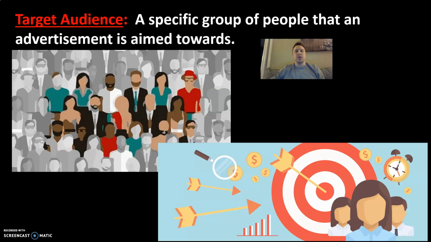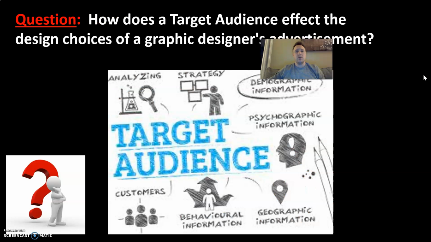So the first question is, what is a target audience? A target audience is a specific group of people that an advertisement is aimed towards. Just like the image down here, you can see this group of people in the photo that's in color, whereas the rest of the group is in black and white. That's representing those specific people that the advertisement is trying to focus on. A target audience basically affects the design choices of the advertisement, depending on what age group, what demographic you are selling to. So that leads us to our second question, our follow-up question.